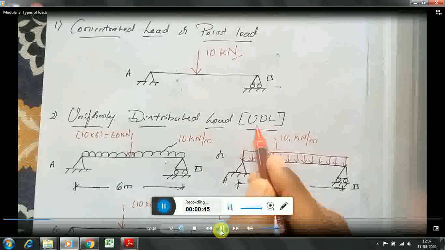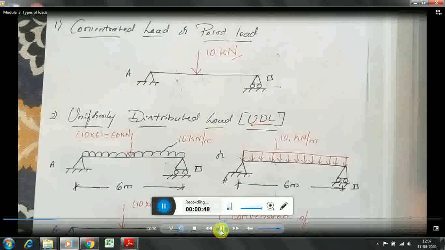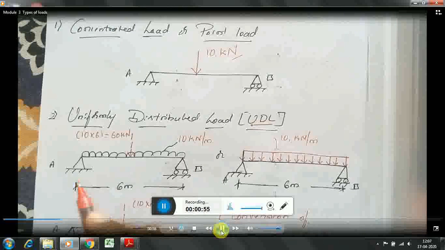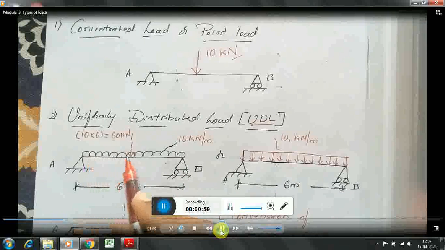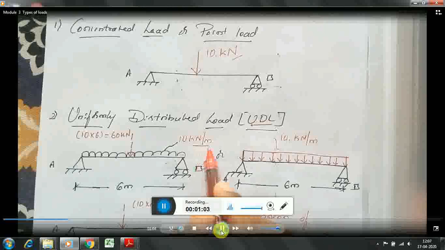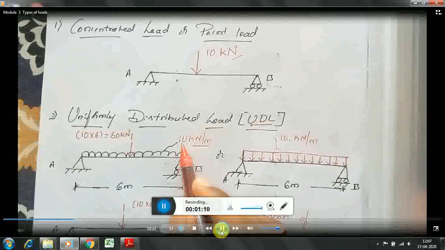The second type of load is uniformly distributed load. The short form for that is UDL, uniformly distributed load. Now we can see in this figure, again the beam is supported at A by a hinge and at B by a roller support, and uniformly distributed load is represented like this, and we can clearly note that the unit is kilonewton per meter.